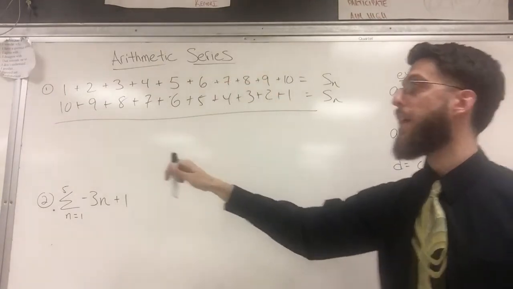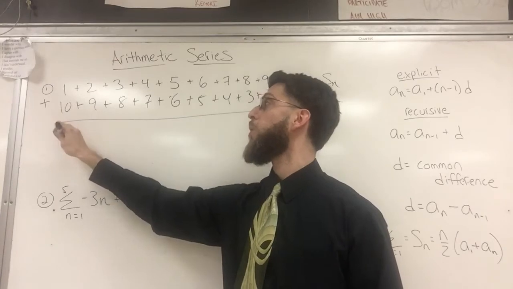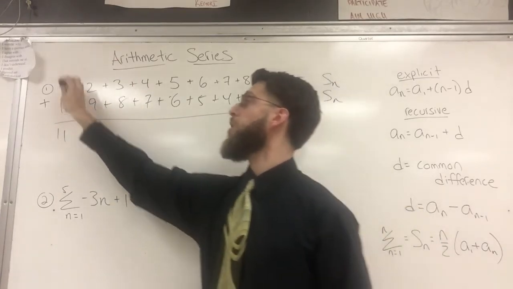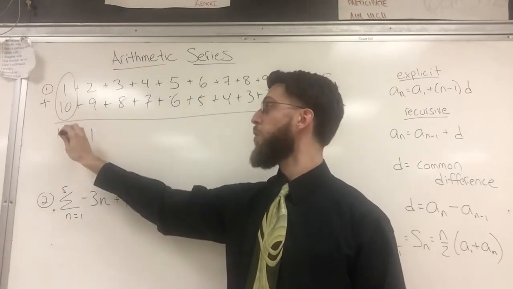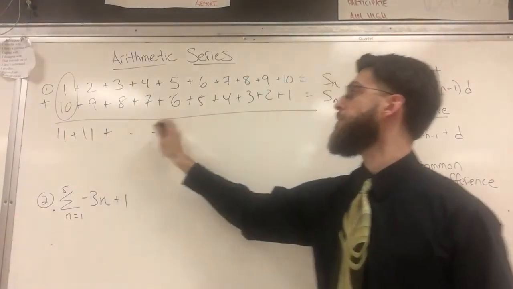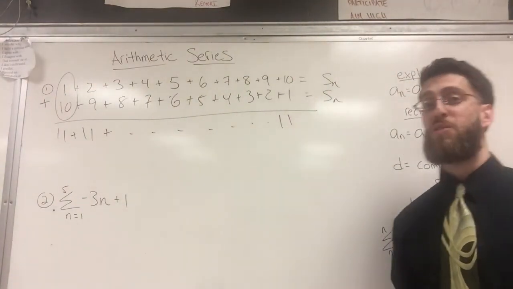Now I'm going to add straight down. Giant plus sign, add straight down. What do you get here? 11. What do you get here? 11. What do you get here? 11. So each pair is going to give you 11. So I'm going to get 11 plus 11 plus 11 plus 11 all the way down to the last pair, which also gives me 11.